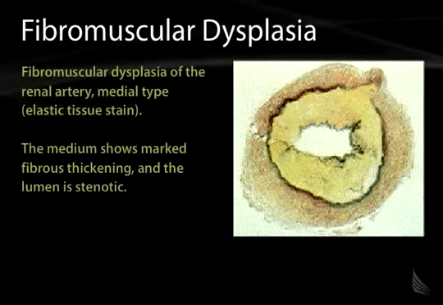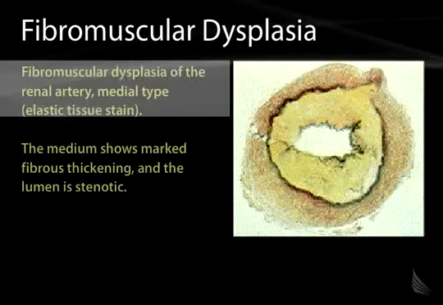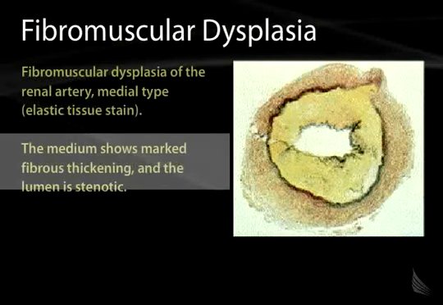Here's a picture of what fibromuscular dysplasia looks like. Here is, again, a fibrous proliferation in the intima of the renal artery, leading to constriction of that artery. The media also shows this as well. And the lumen then is stenotic. It gets very small.